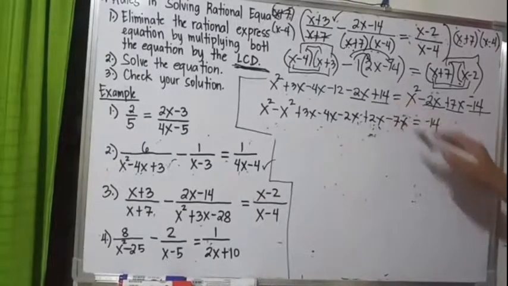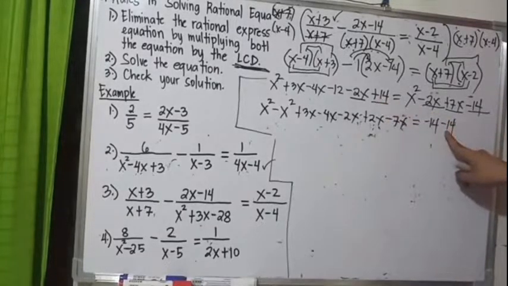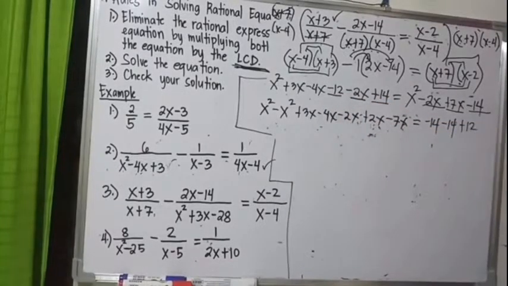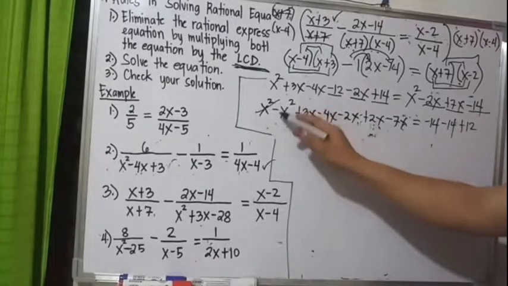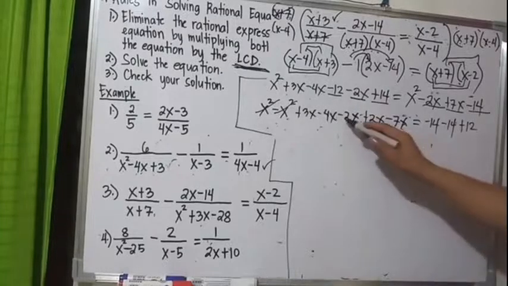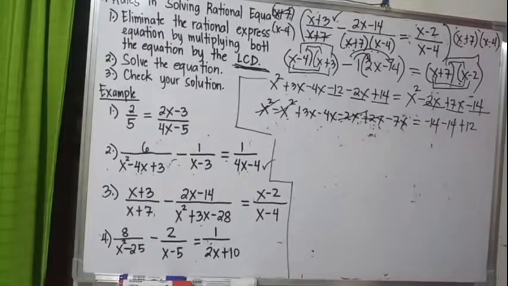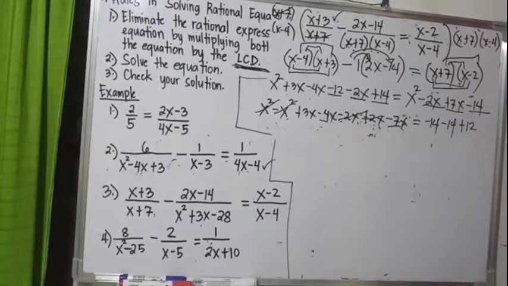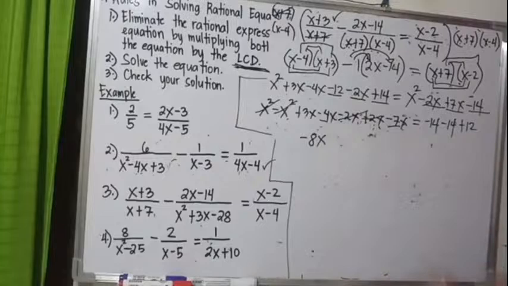Then this one becomes negative 14. Positive, we transpose it, so it becomes negative. Then this one, negative 12, so that is positive 12. Then simplify. X squared minus x squared is eliminated. Then 2x plus 2x is eliminated. So the remaining value is negative 4 minus 7, that is negative 11. Plus 3, so that is negative 8x.